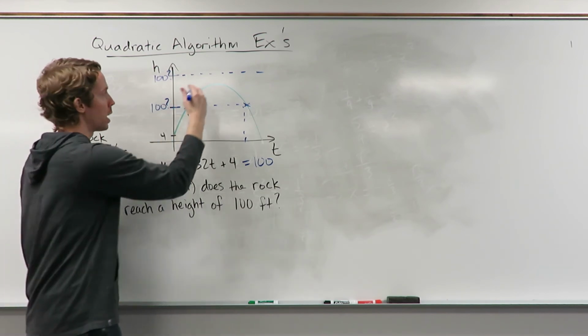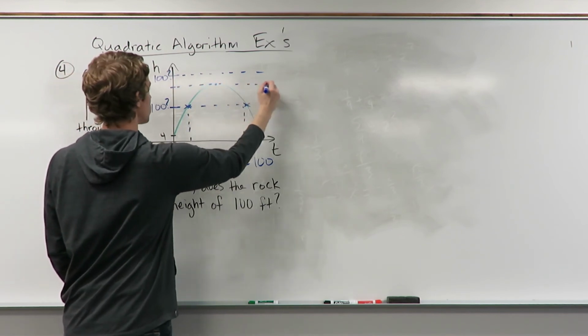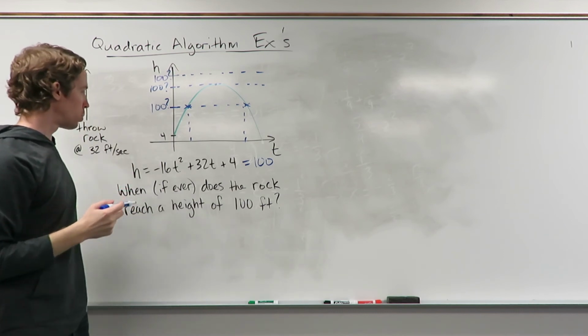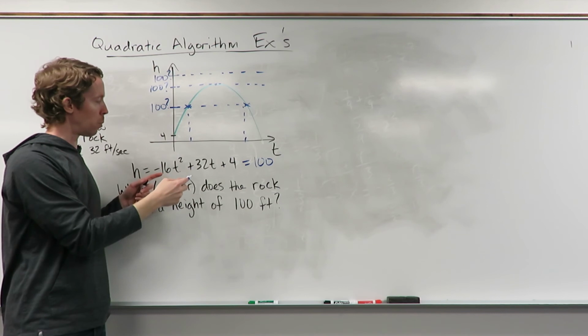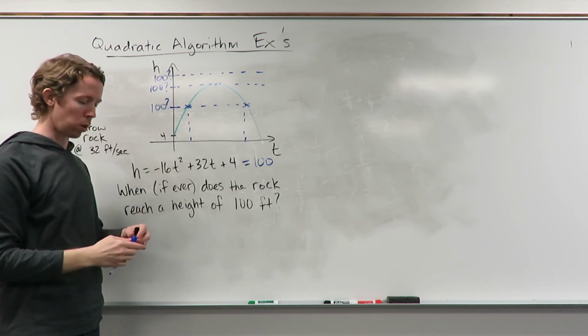But a third option is that it hits right at the peak. The peak would be 100. And if that were true, then when we factor out the equation, we would get the same solution in each part of the factoring. So we'd really only have one solution.